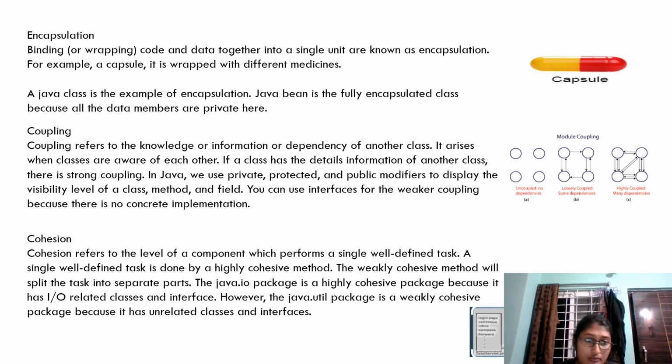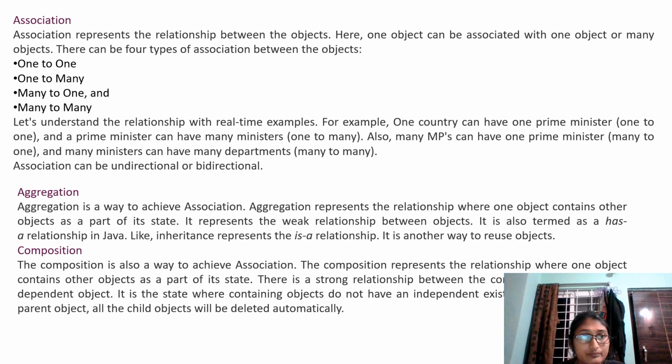Cohesion refers to the level to which a component performs a single well-defined task. A single well-defined task is done by a highly cohesive method. A weakly cohesive method will split the task into separate parts. The Java IO package is a highly cohesive package because it has I/O related classes. However, the Java util package is a weakly cohesive package because it has unrelated classes and interfaces.